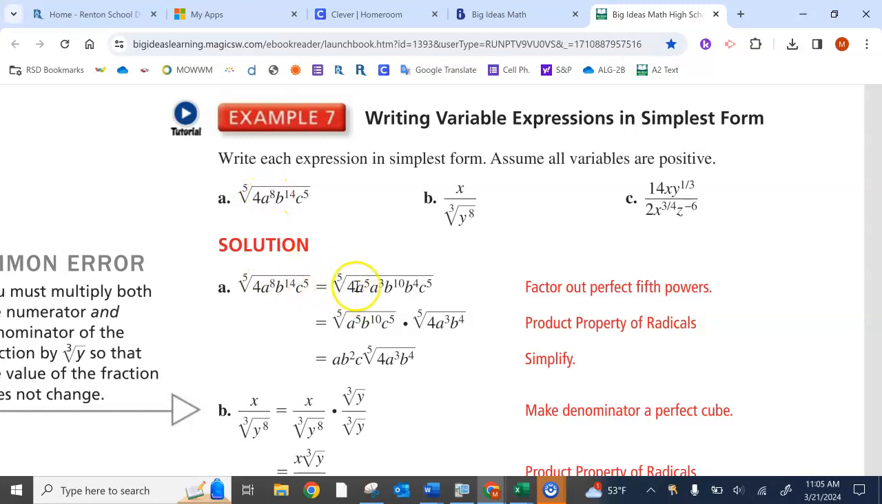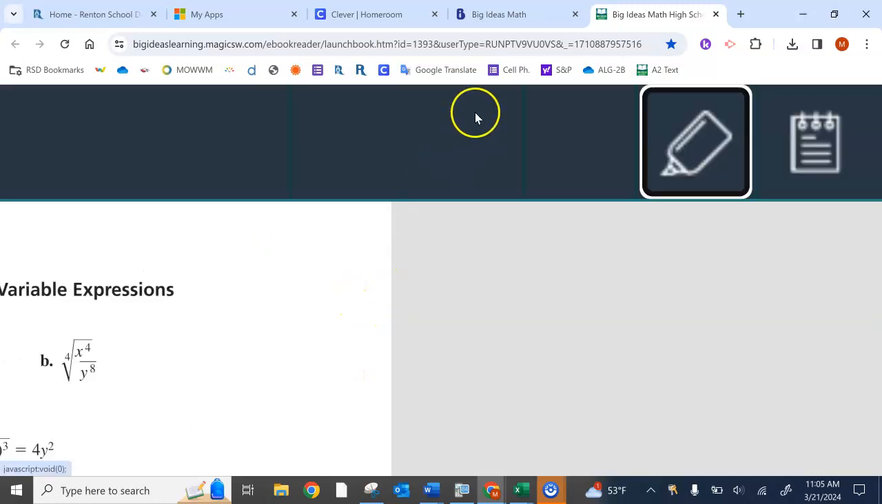And so what they did is they show the A down here being re-expressed, instead of A to the power of 8, as A to the power of 5 times A to the power of 3. Why? Because when they broke it down to the power of 5, they could pull that A out, which they did, and that ended up coming up over here.